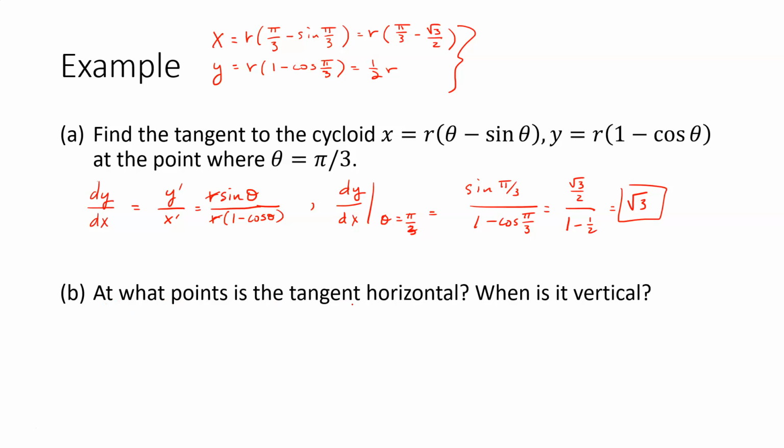And now, at what points is the tangent horizontal and when is it vertical? Well, let's think now. When we set dy/dx equal to 0, we get the horizontal tangents. So in this case, setting sine theta over 1 minus cosine theta equal to 0. That occurs when sine theta equals 0, which means that theta is a multiple of pi. So any integer k, pi k, will give us all the values where sine of theta is equal to 0.